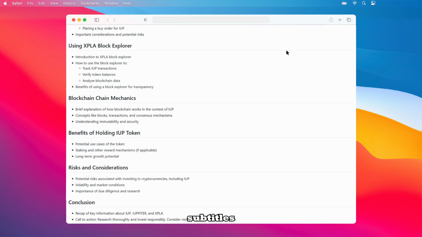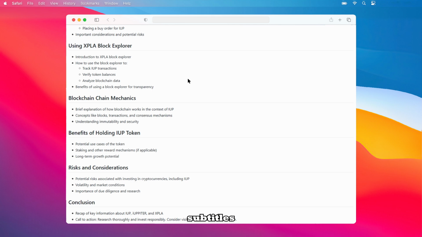Delve into the blockchain mechanics that underpin IUP. We'll start with a brief explanation of how blockchain technology operates, specifically within the IUP context. This includes exploring core concepts such as blocks, which store transaction data, and how transactions are bundled together and added to the chain.